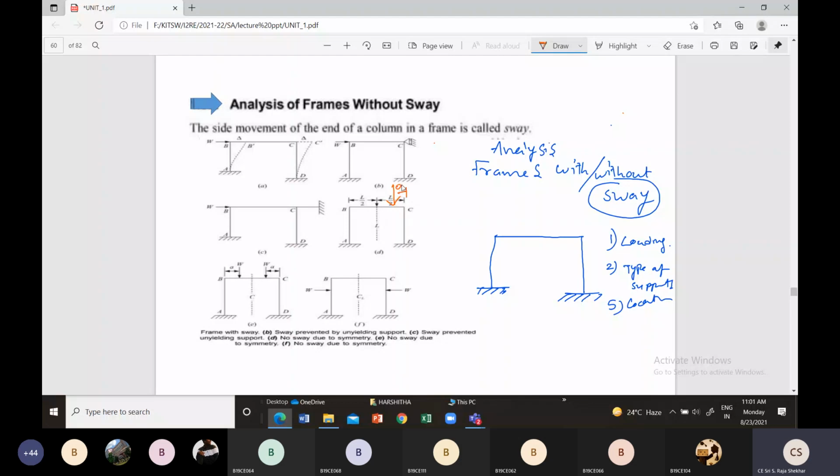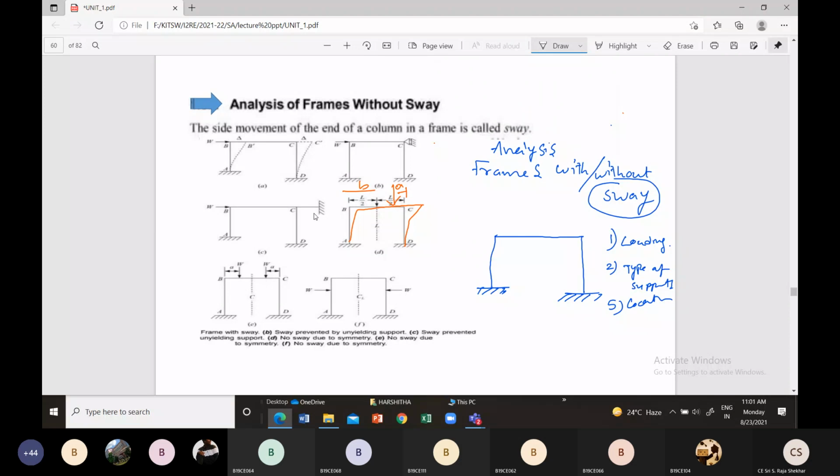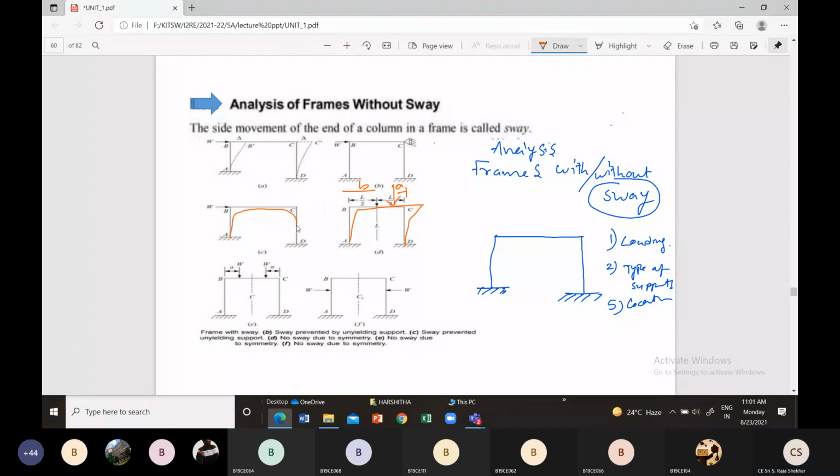Look here, let us suppose this eccentricity is A and this is B. That will cause the load to act more in one direction, so there is a chance of movement of these columns. So this is a sway frame. Let us suppose here the support is not there. Then this will cause settlement, that is, horizontal movement of the vertical column. So horizontal movement will be there. So this is also a sway frame.